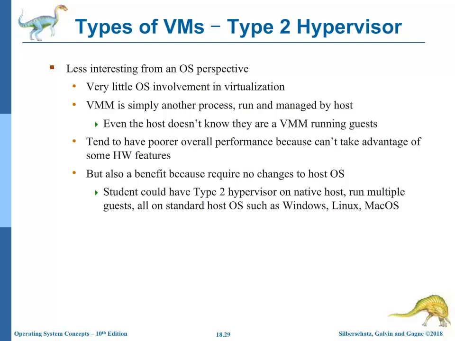Type 2 hypervisors tend to have poorer overall performance than Type 0 or Type 1. For example, a user needs administrative privileges to access hardware features. If the virtual machine manager is being run by a standard user without additional privileges, the VMM cannot take advantage of these features. On the other hand, Type 2 hypervisors run on general-purpose operating systems. So, for example, a student can use a Type 2 hypervisor to test a non-native operating system without replacing the native operating system.